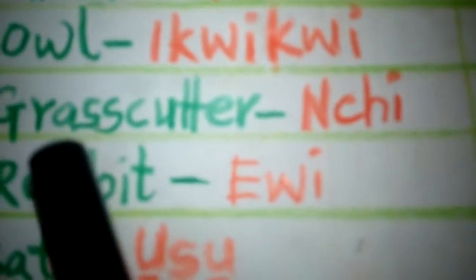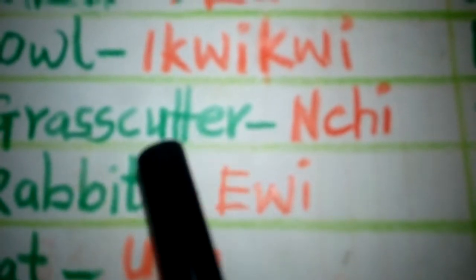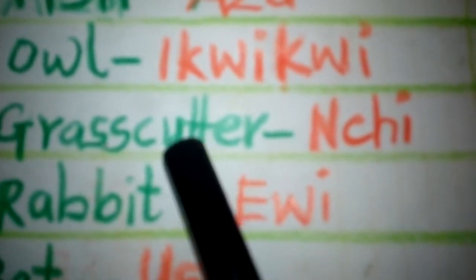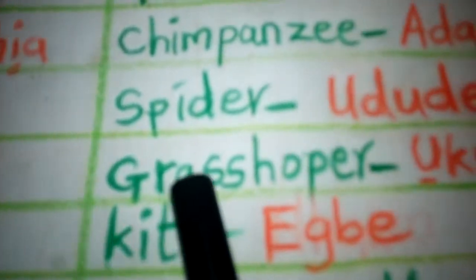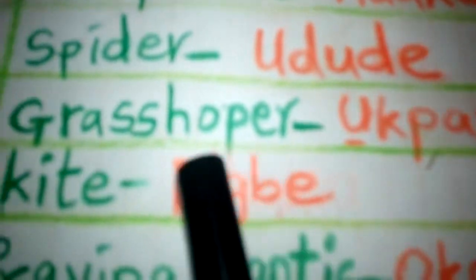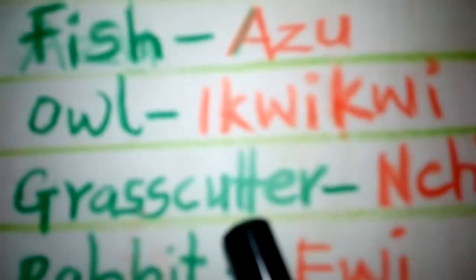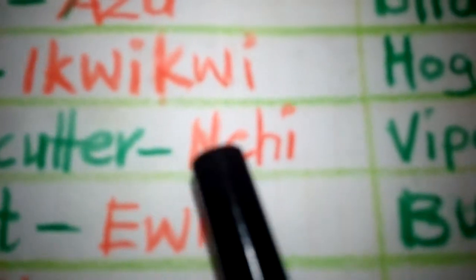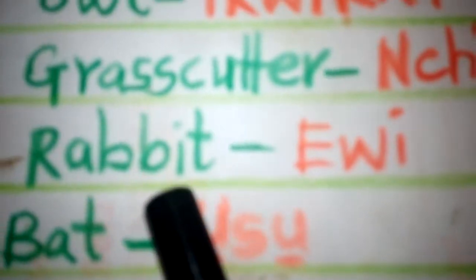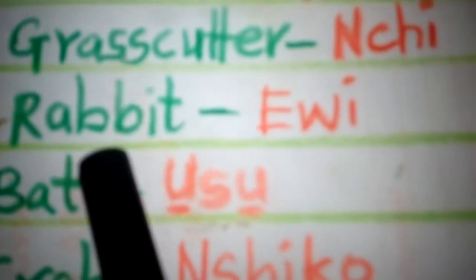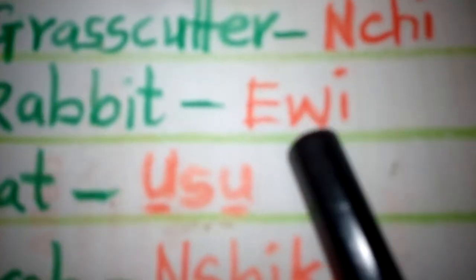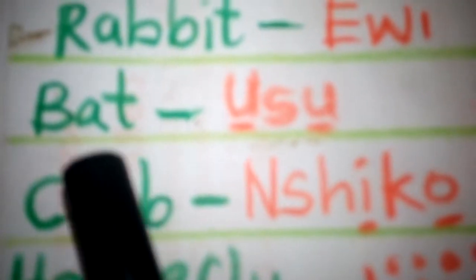Owl. Ikwi. Glass cutter, glass hopper, grasshopper. The grasshopper is a obala. Glass cutter is nchi, nchi. Rabbit, rabbit. Ewi, ewi. Bat, bat.